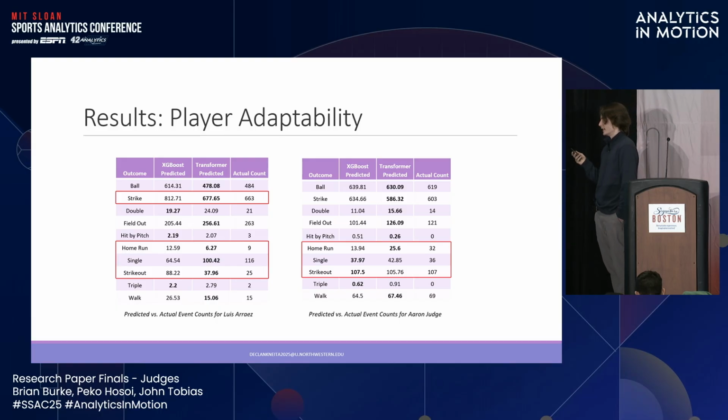And so that idea that the model is learning about the player style is also reinforced if you look at the table on the right, where it's predicting Aaron Judge to have around 26 home runs. So it's really understanding their unique hitting styles and adapting its predictions based on that.